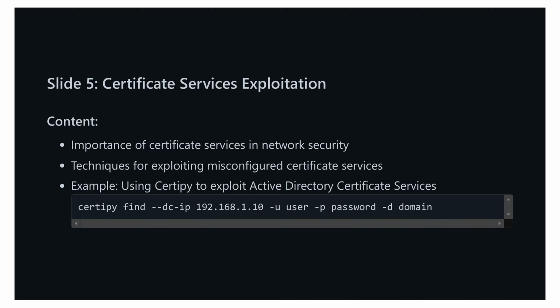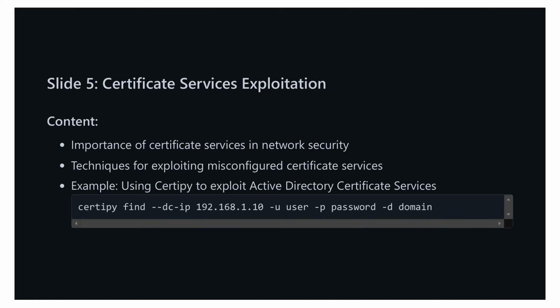For instance, by running the command certipy find -dc-ip 192.168.10.x -u user -p password -d domain, the attacker attempts to find misconfigurations on the certificate services targeting the specified domain controller IP address using provided user credentials. In essence, a misconfigured certificate service can undermine the entire security framework of a network, making it imperative for administrators to continually audit and secure these services.